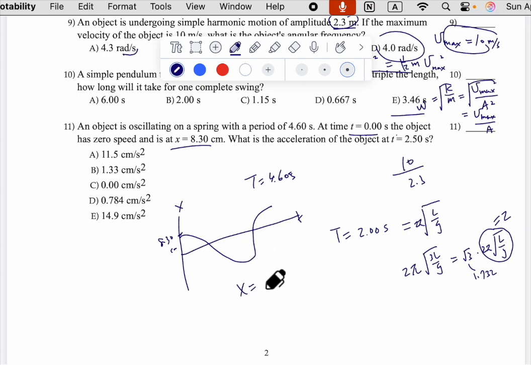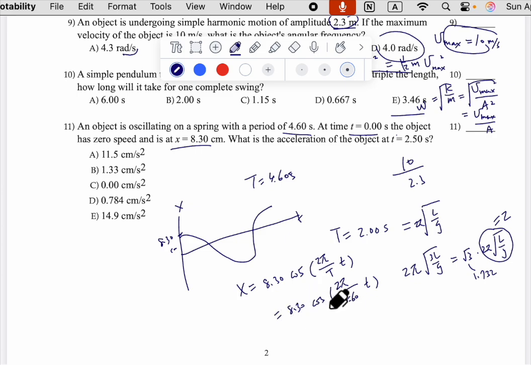So x equals A, 8.30 centimeters, times cosine, and this is your t, so the equation is 2π over T. Now we plug in: 8.30 cosine of 2π over the period, 4.60, times t. So this is the x-t relationship.